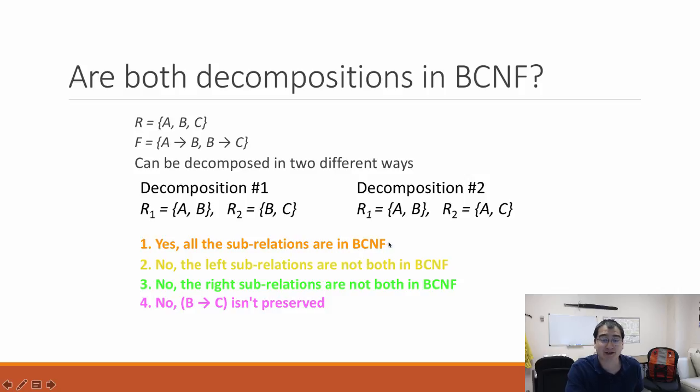Yes. So the correct answer here is yes. All of the subrelations are in Boyce-Codd normal form. Though this last answer, B to C isn't preserved, is also true. There's no way in this decomposition to tell whether or not the fact that B functionally determines C is true by looking at this relation or at this relation. You'd have to join them to do that. So decomposition 2 here is not dependency preserving.